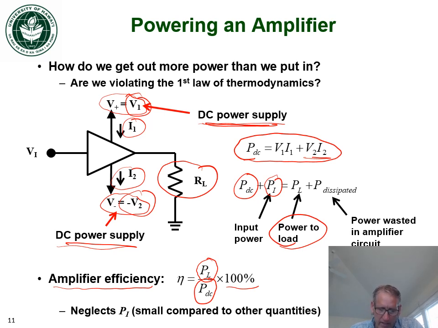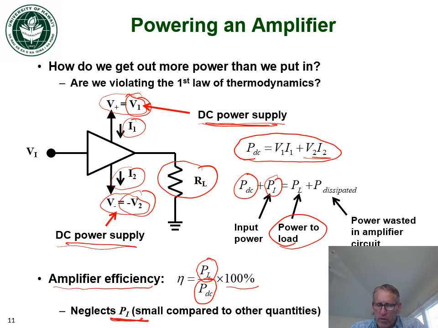In this efficiency calculation, we typically neglect the input power, and that's because often the input power is small compared to the output power. For example, on the previous slide, the input power was 1 milliwatt and the output power was 100 milliwatts, so 1 is small compared to 100.